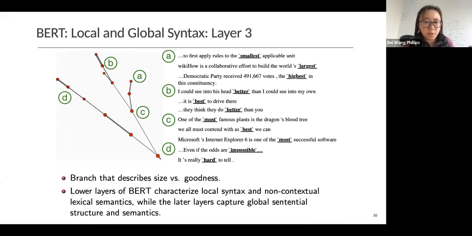Same thing with, so all this is layer 9, but if I go to earlier layers, it's much more focused on syntax and non-contextual meaning. And later layers are focused most on sentential meaning and semantics. So this is an earlier layer, layer 3. So you see a branch that I call branching between size and goodness. One branch, like the D branch, says impossible and hard. The C branch starts by looking at most, best, highest, and largest. Okay, so those are much more focused on the meaning of the words themselves instead of the meaning of the word in the context of the sentence, because this is in the early layer of the model.